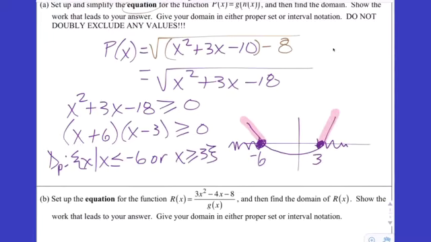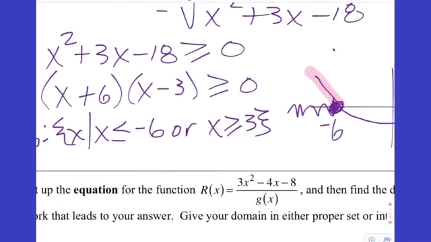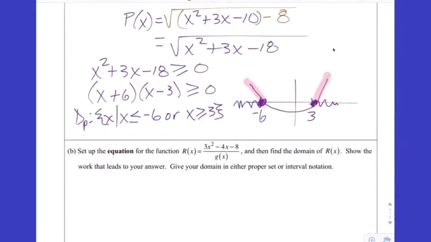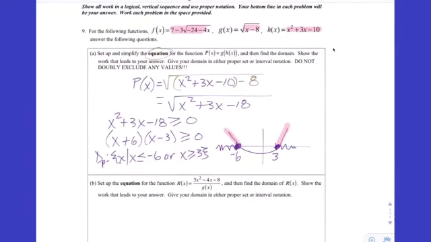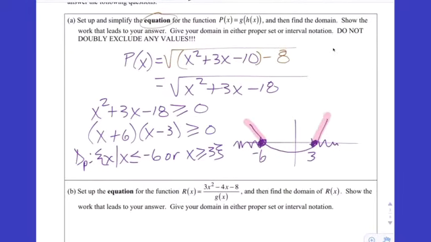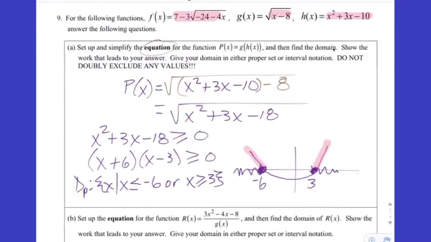Remember, this is the disjoint interval. It's outside the x-intercept. There's no overlapping. So this is the one where you have to write two separate inequalities. You can't use the compound inequality. That's the AND case. It says do not doubly exclude any values. Okay, so for finding domains, do not doubly exclude any values.